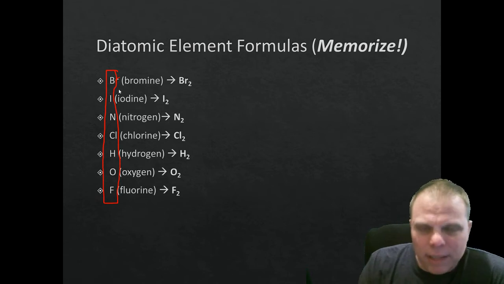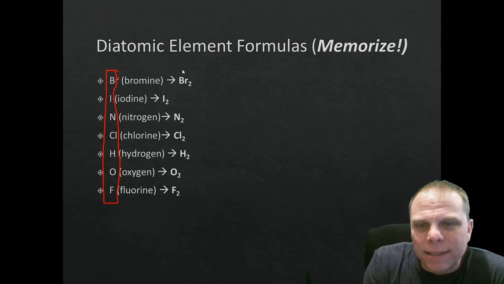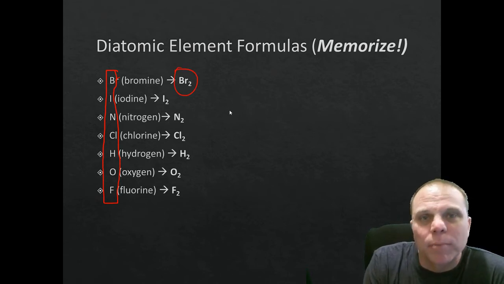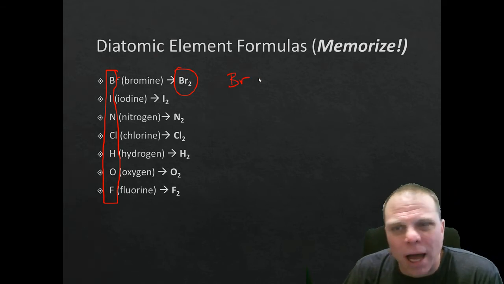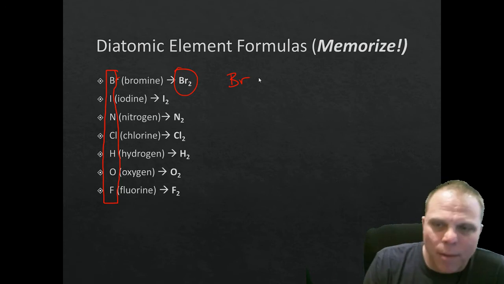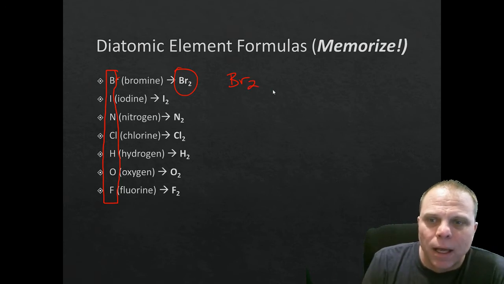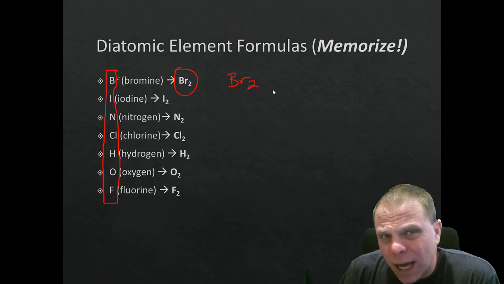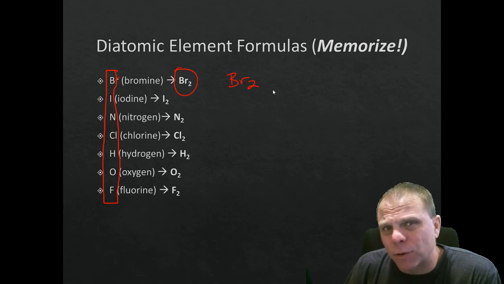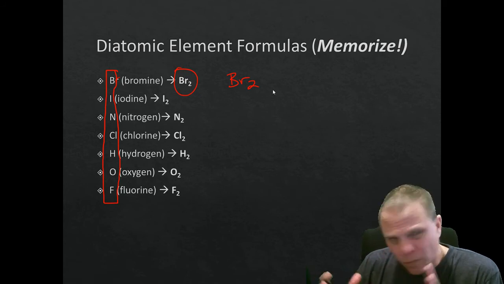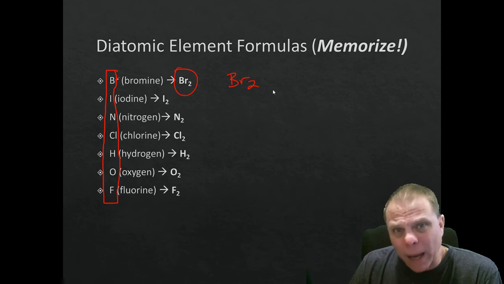And what this means is that anytime we represent any of these elements, like bromine, in a formula in a chemical reaction, I'm never going to say Br. I'm always going to say Br2. The reason for that is that these are all diatomic elements: in their natural state, they're always going to combine with each other and form pairs.